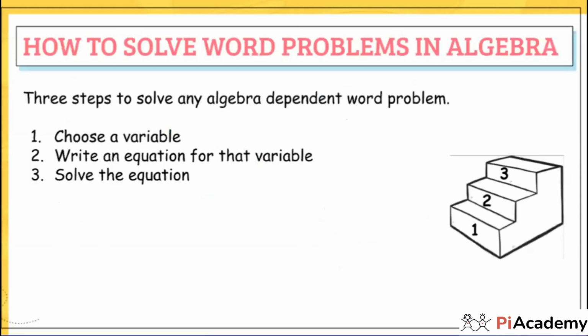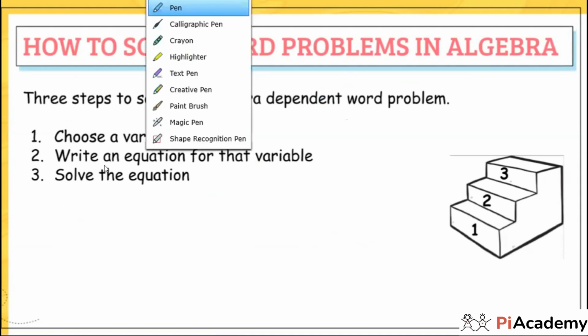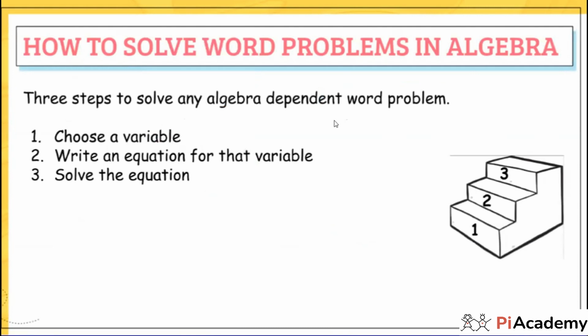Problems in the algebra, right? Maybe you are aware about it and maybe you are not aware about it, but let's follow some steps, okay? Like how to solve the algebra word problem.